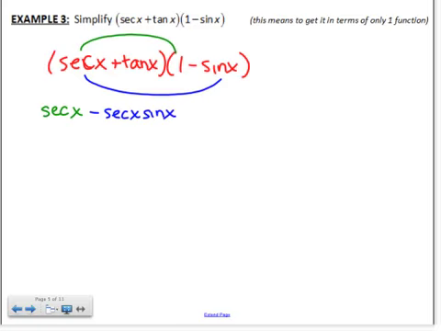Then we've got the inners, and that's plus tangent x. And then our last 2, which are tangent and negative sine x. This is minus tan x sine x. There we go.